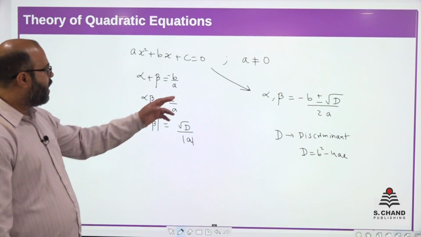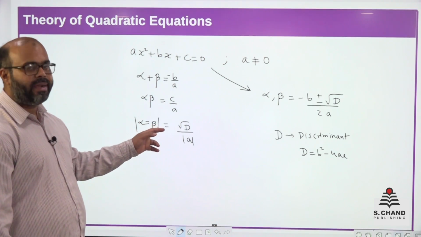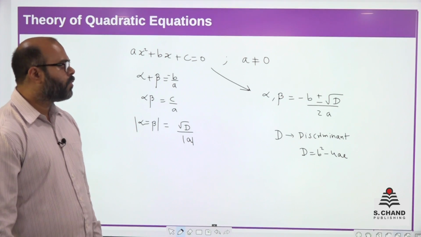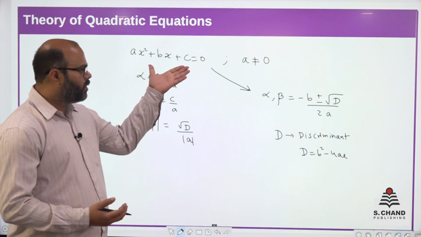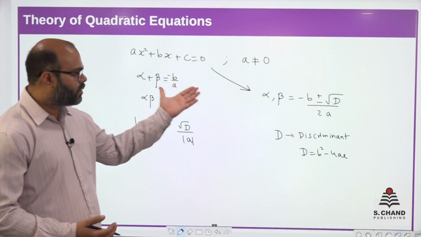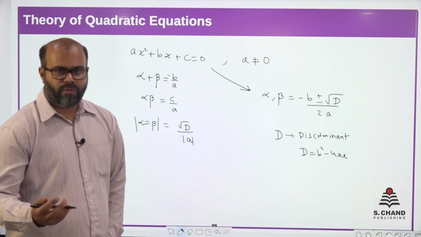Now if you add alpha and beta, you will get this. If you multiply, you get this. If you subtract and take the mod, you get this. Next, I am not going into the derivation of this quadratic equation and its formula of roots. I am coming to the nature of roots.